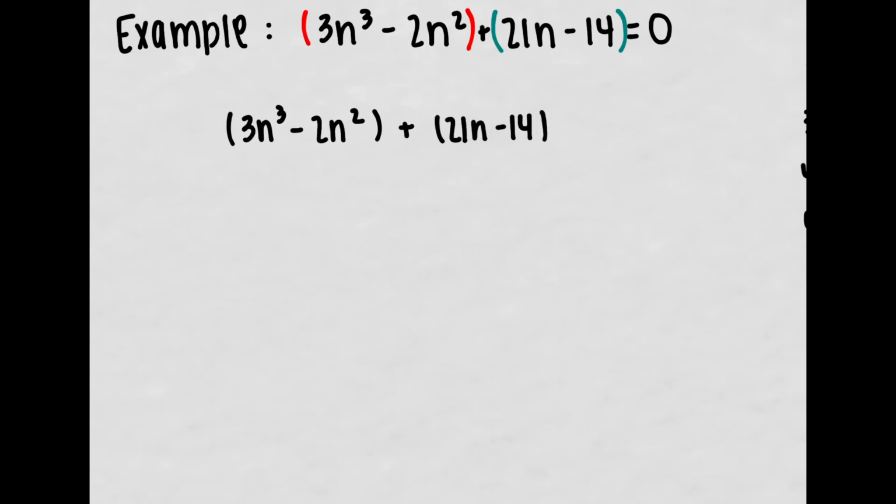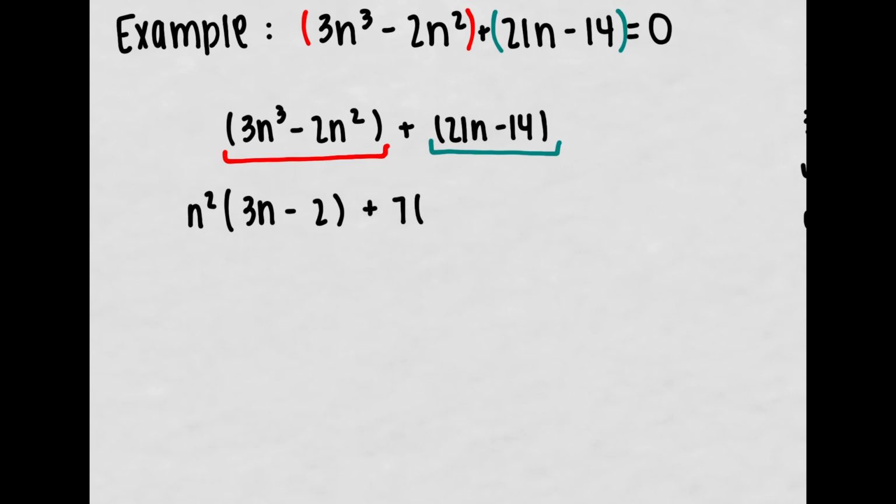Now looking at this first parentheses, this 3n cubed minus 2n squared, I can't take the same number out of the coefficients, but I can take n squared out of both of those. So when I factor out an n squared, I'm left with 3n minus 2, plus, when I look at the second parentheses, 21n minus 14, they don't both have a variable, so that means I'm going to factor something out of the coefficient, and I can actually divide them both by 7. And that also leaves me with 3n minus 2. I still have equals 0 with both of them because we are solving here.